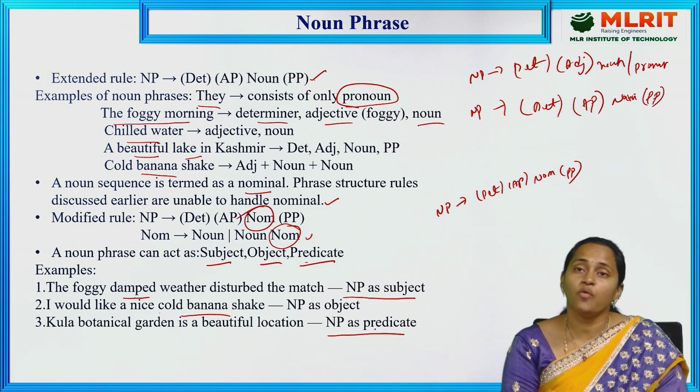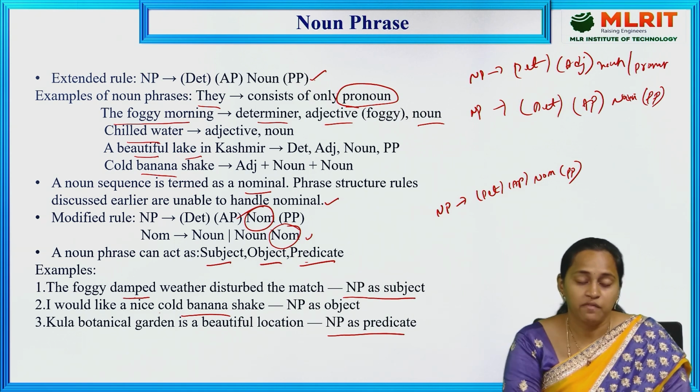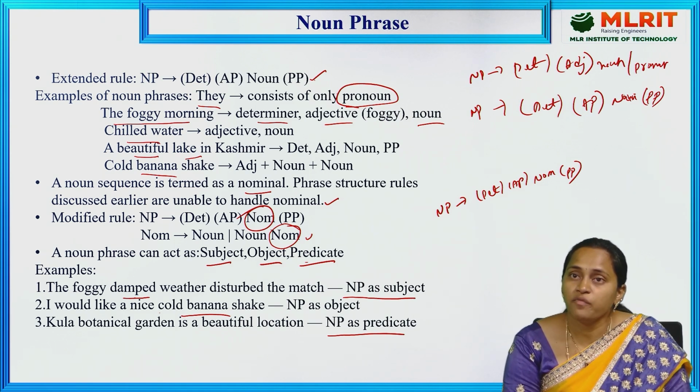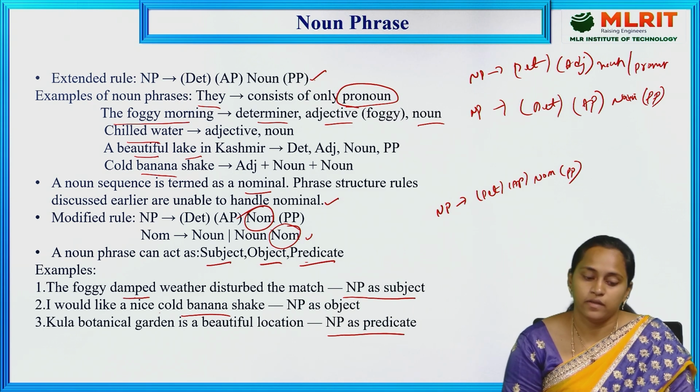That means this is how we are declaring the noun phrase in different types of phrases. In the first one, the foggy damp weather, the noun phrase is the subject. In the second one, banana shake, the noun phrase is the object. In the third one, botanical garden, the noun phrase is the predicate.